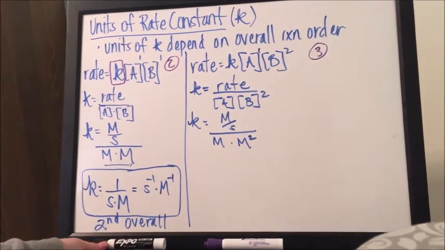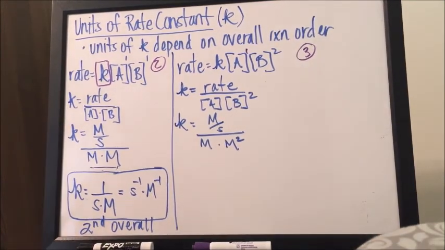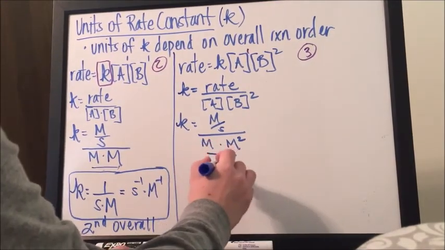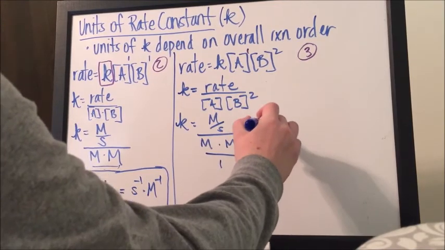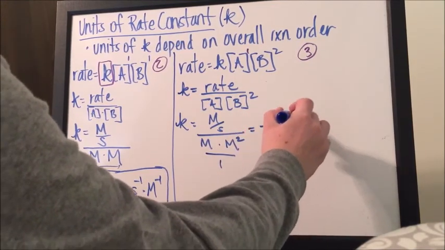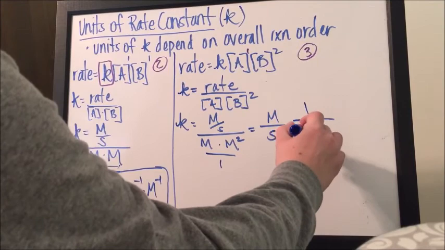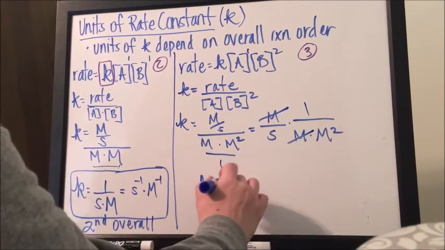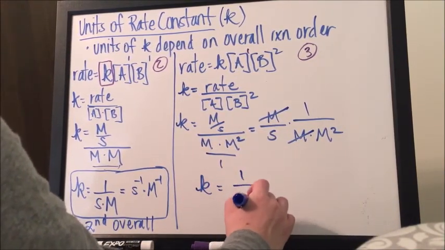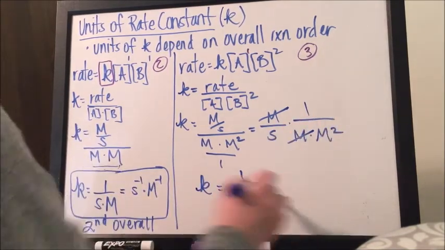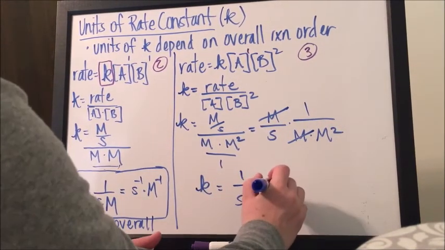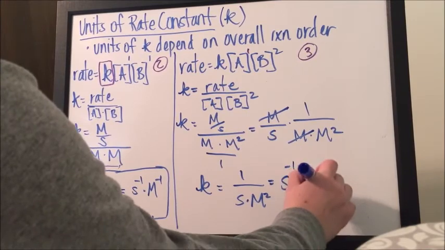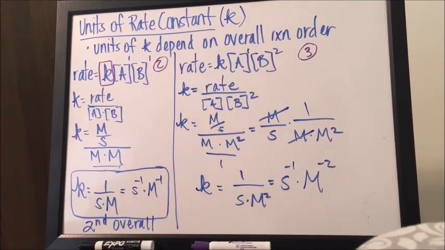Again, it's pretty ugly, so if we want to deal with this in fraction terminology, it would look like molarity per second times, flip it, 1 over m times m squared, which is essentially m to the third, but actually it's written nicely so that this cancels. And what you're left with is 1 over s times m to the second, or s to the negative 1, m to the negative 2.